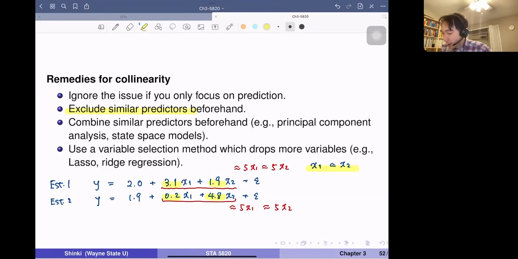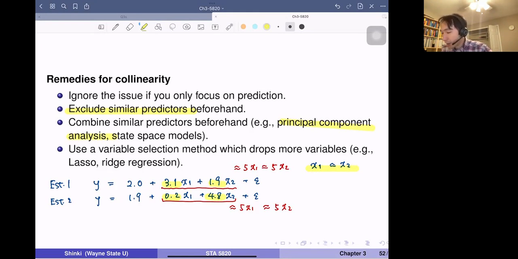And also more automatic ways, for example, combining similar predictors beforehand. You can calculate the common movement of x1 and x2 by some methodology such as principal component analysis or state space models. We haven't covered it, but the basic idea is, for example, the average of x1 and x2 may be a kind of index to express all the predictors. Then you can use it in the regression.